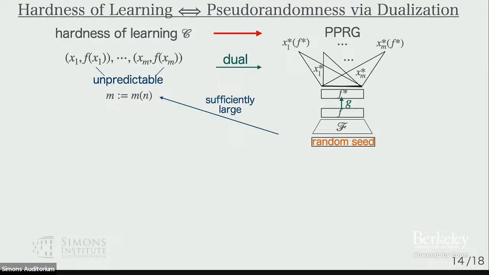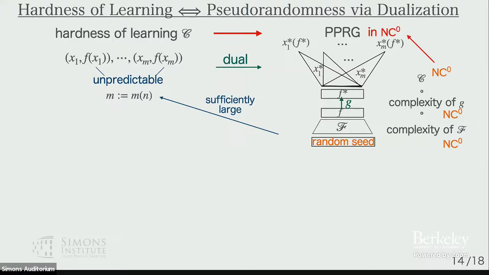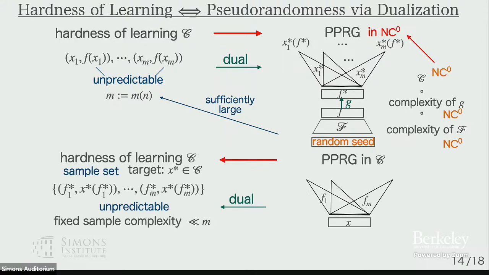And the complexity of computing this pseudo-random generator is just the composition of the class C, the complexity of computing the dual, and the complexity of sampling the function f. In our case, this is NC0, and we also consider an NC0 sample distribution. So if this part is NC0, then this must be computable in NC0. Okay, and if so, we have this.